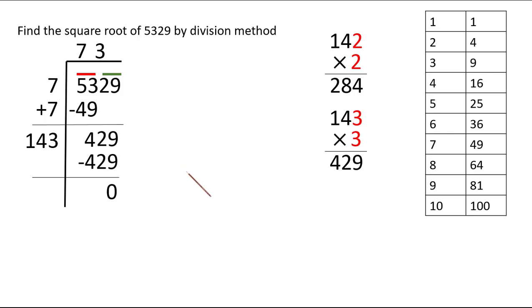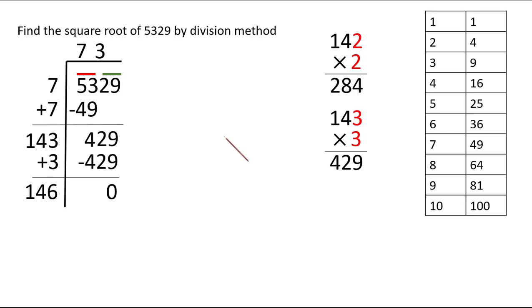Then we subtract it to get a 0. And when we get a 0, we know that this is a perfect square. So 5329 is a perfect square of 73. Just to finish this off, we add a 3 to get 146.